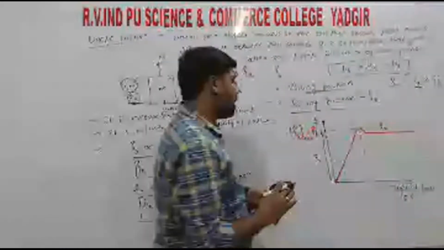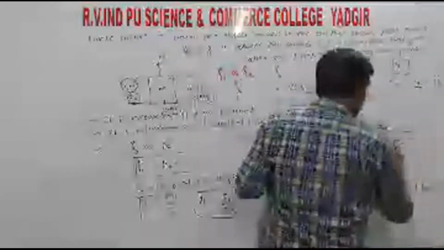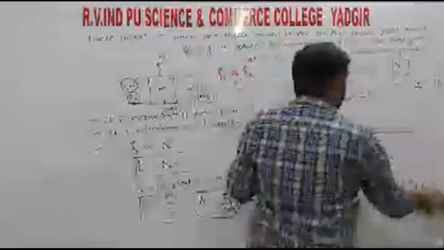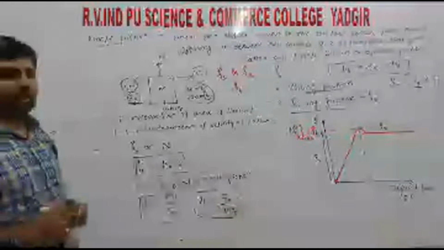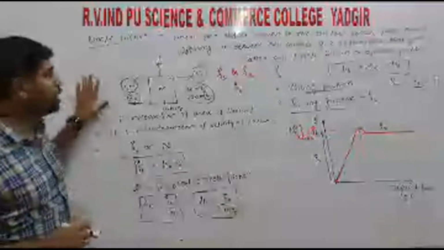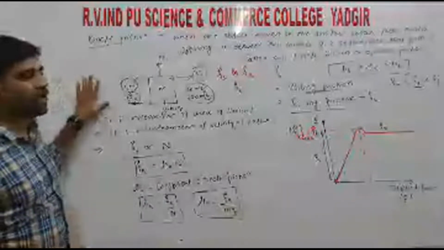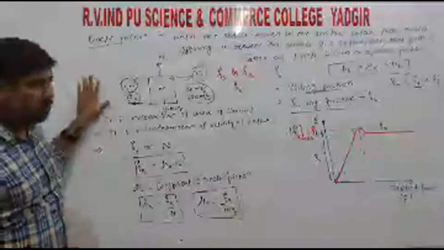So the graph properly represents it. Perfect type of graphs, right? So that one is the important graph. And two types of the friction: sliding and rolling friction.